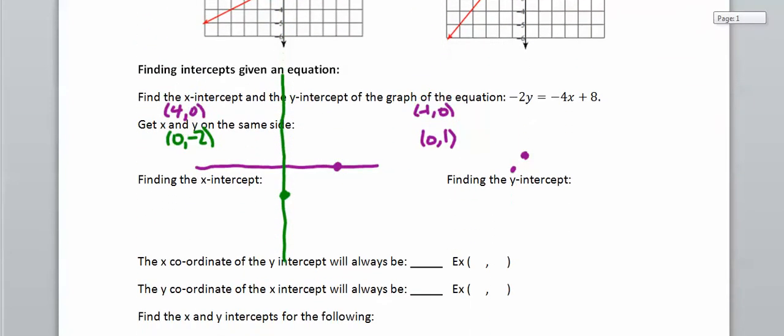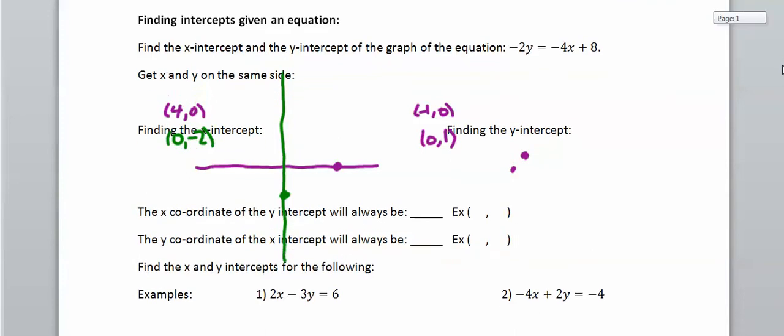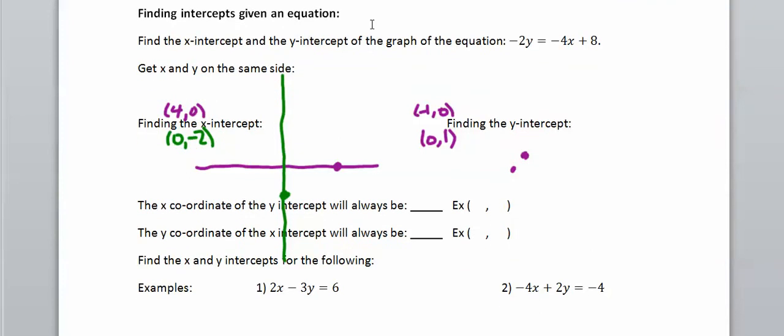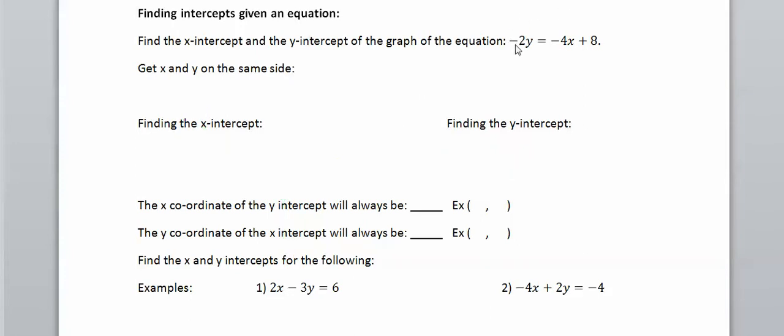Alright, so finding the x-intercepts given an equation. The first thing, I'm looking at this equation. I want to get x and y on the same side. Right now x is on the side with the number. I want to move it over and have x and y on the same side. Now this is counterintuitive to what we did with slope form, where we were solving for y, but if we get x and y on the same side to find intercepts, it's just a little bit nicer. So I'm going to move the x over here.